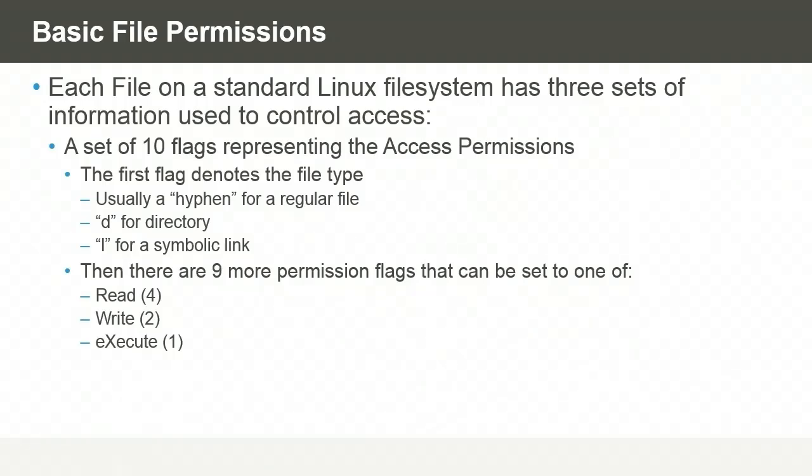Now in Linux, on a standard file system, you've got read, write, and execute as permissions. And they each have a numeric value. For read, that value is 4, for write, 2, and for execute, 1. Let's look at this on our live Linux system.